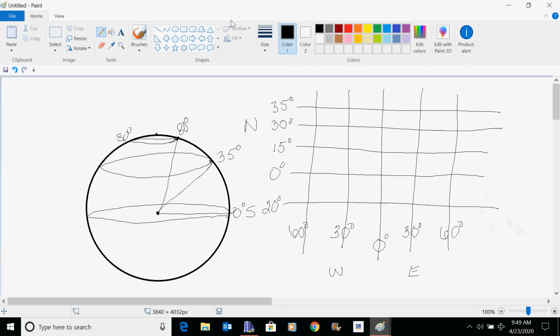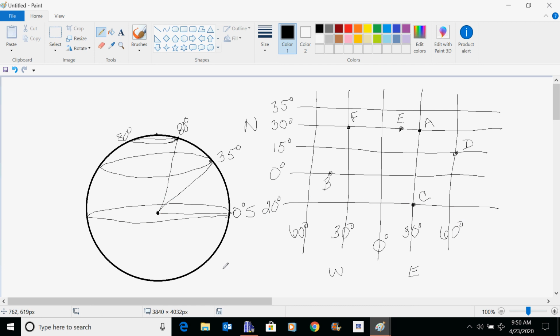And let me put a whole bunch of spots on here just so you know what you're going to be dealing with. So if I had some cities here, city A and city B, city C, city D, city E, and city F.